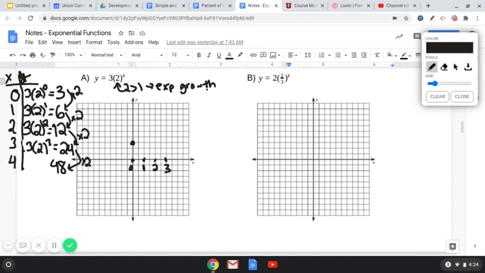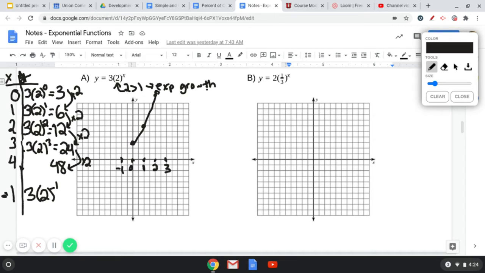When x is 1, y is 6. That's right here. When x is 2, y is 12, which will be up here. We're just going to keep going higher and higher at a faster rate. Now let's go back. Let's do when x is -1. So we get at least one more point here. -1. Okay, so 3 times 2 to the -1 power.